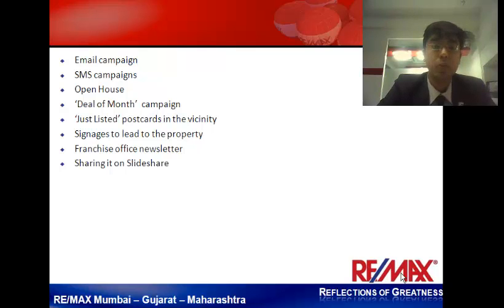Now, just listed postcards in the vicinity is something which has given excellent results in terms of attracting more listings, and also in ensuring that more and more people in the market know about your property, so you are able to get exposure to the property. Also, in terms of signages, you should put up as many signages that lead to the property as possible, because signages mean that your brand also gets exposure and, more importantly, the property gets exposure.